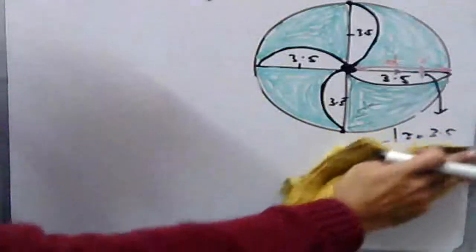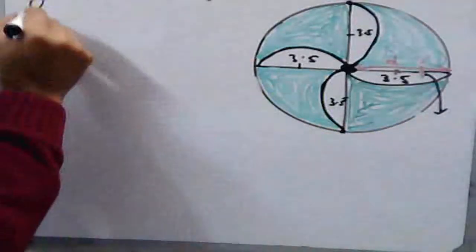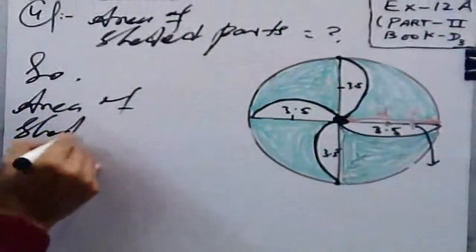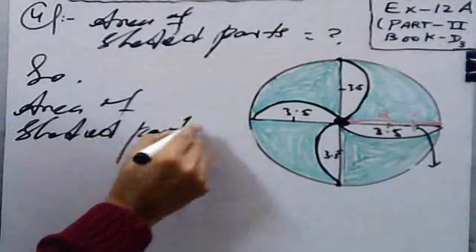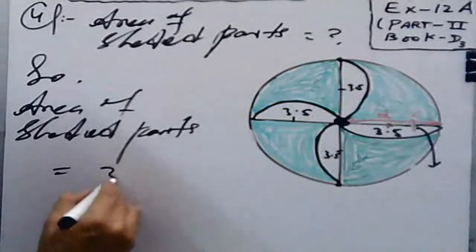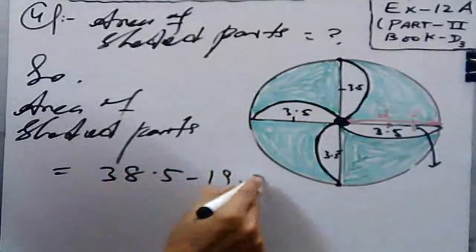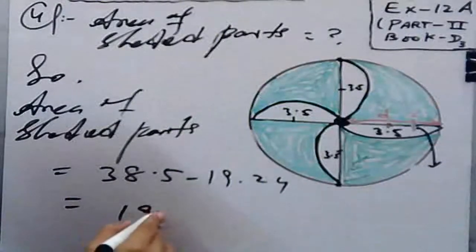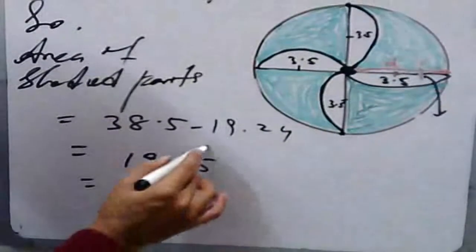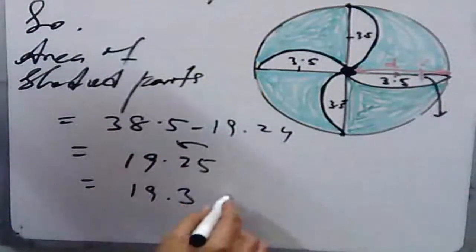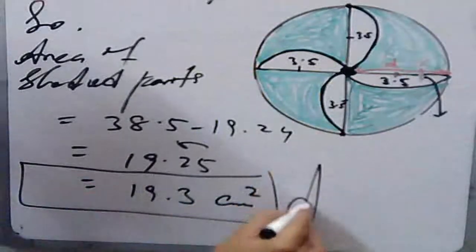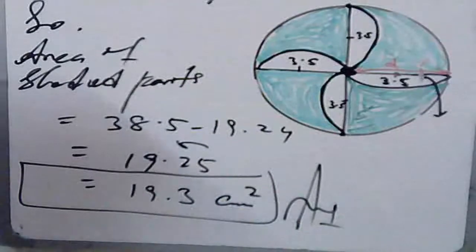So area of shaded part is equal to, subtracted, first you have calculated, that is 38.5 minus 19.24, your result is 19.25. Or you can say 19.3 centimeter square is your required area of shaded portion. Now coming to the C part.